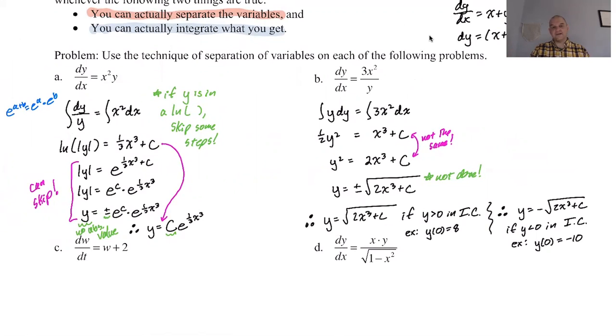In part A, I'm telling you that you're going to skip a lot of steps. But we don't know that yet because we haven't done a lot of them. But we're going to do it. In part B, you have to get a function as your answer, so plus or minus is not going to do it. You're going to have to pick if it's positive or negative, but you just pick it so that it goes through the initial condition. It's not really the hardest choice that you're ever going to make.